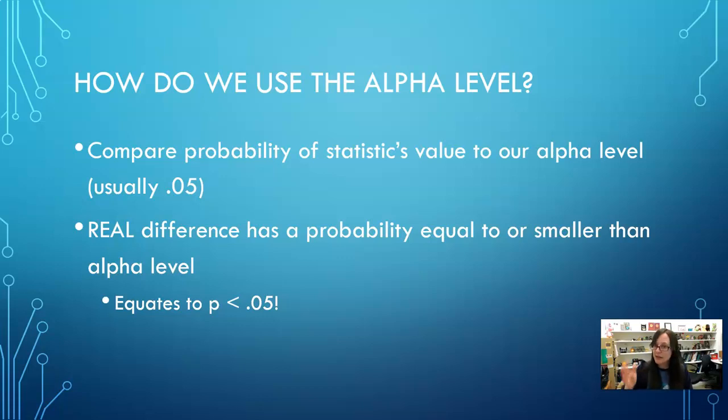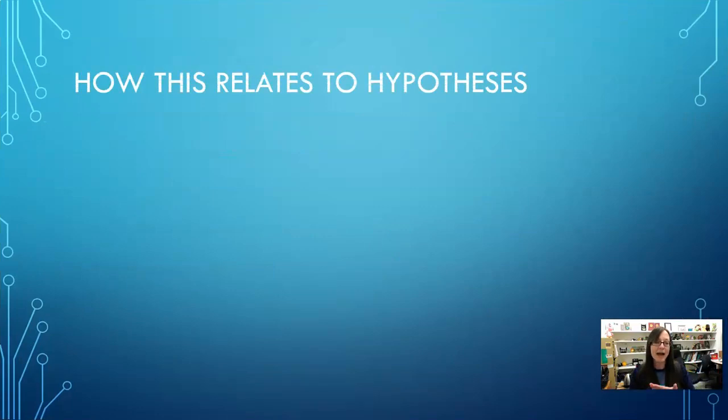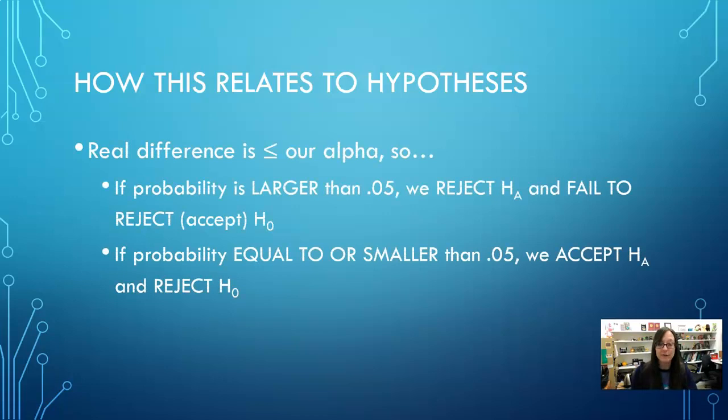And that's because we've made our alpha level 5%, and we say it is less than that, which means there's something real going on here. So then how does that relate to hypotheses? Well, the real difference is less than or equal to our alpha level. So if the probability is larger than 0.05, you go back and you reject your alternative hypothesis.